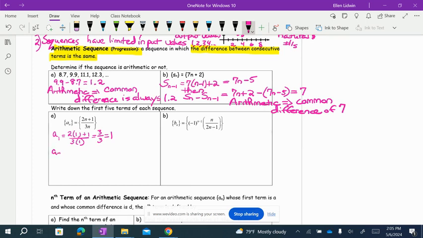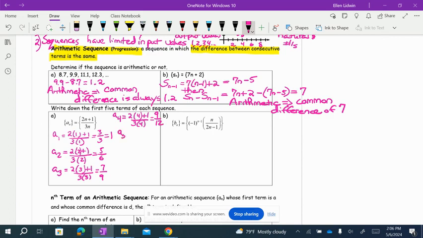The second term, using the rule, is 2 times 2 plus 1 divided by 3 times 2. So I have 4 plus 1 is 5 divided by 6. For a sub 3, I'm going to plug in 3: 2 times 3 plus 1 over 3 times 3 looks like 7 over 9. And a sub 4 is going to be 2 times 4 plus 1 divided by 3 times 4, so I'm going to have 9 over 12.